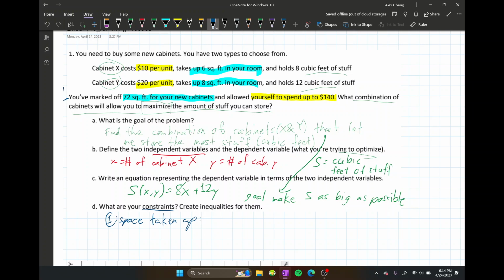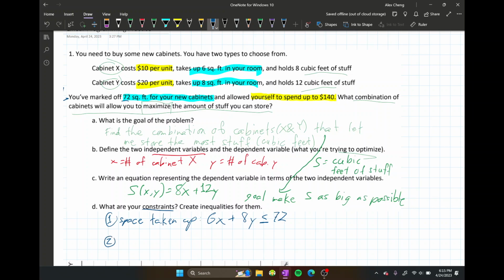Similar to how we did the other one, for each cabinet x, it takes up 6 square feet. For each cabinet y, they take up 8 square feet. I need those numbers, and I'm going to add them all together to figure out how much total area I'm taking up. However much space they take up, it cannot be more than 72. So it can be less than 72, and that's fine, but it could also be equal to 72. And so that's why we'll use that symbol, less than or equal to.